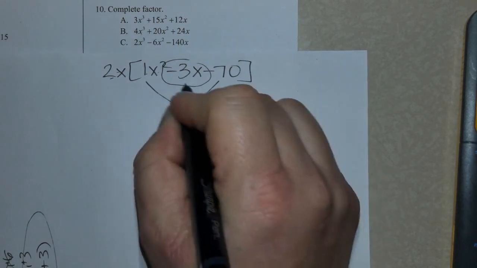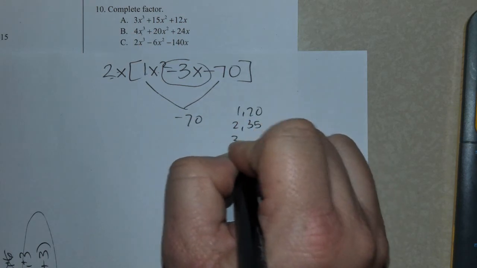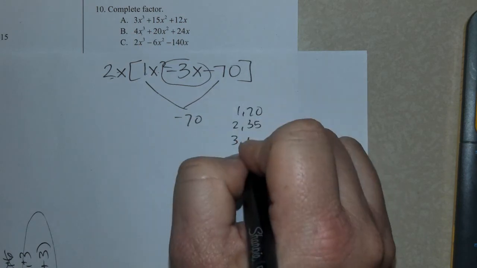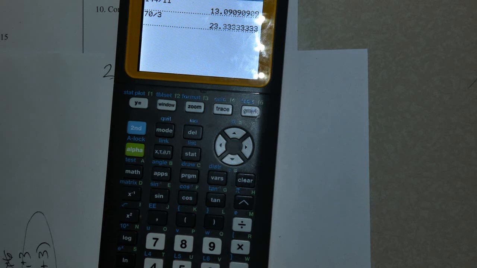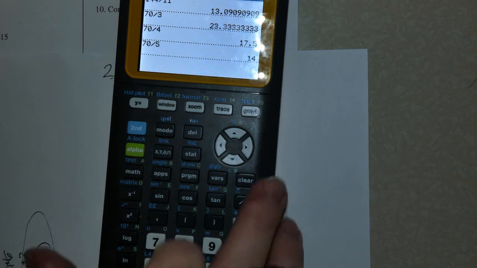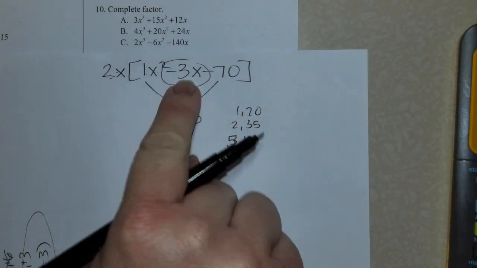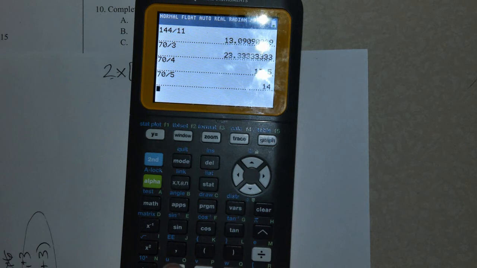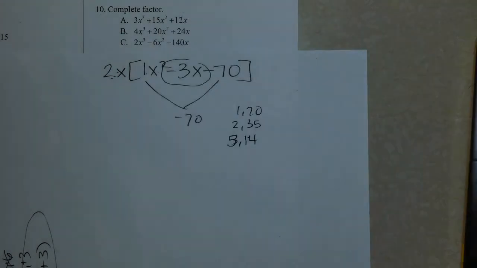Ooh, what multiplies to give us negative 70 and combines to give us a negative 3? 1 and 70, no. 2 and 35, no. 3 and, does it divide nicely by 3? I don't think it does, and I know it doesn't divide by 4. But it does divide by 5 14 times. So 5 and 14, but they don't somehow give us a 3. I know it doesn't divide by 6, but I'll just show you. But it does divide by 7 10 times.